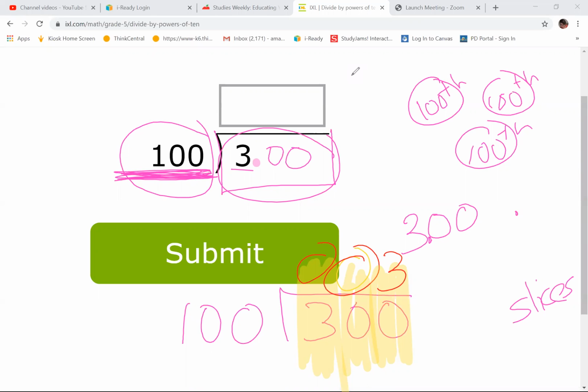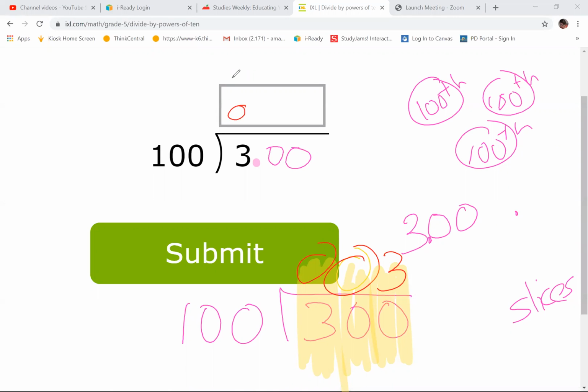The same thing is going to happen here. Can 100 go into 3? No. Can 100 go into 30? No. Can 100 go into 300? Yes. And now bring that decimal point straight up.